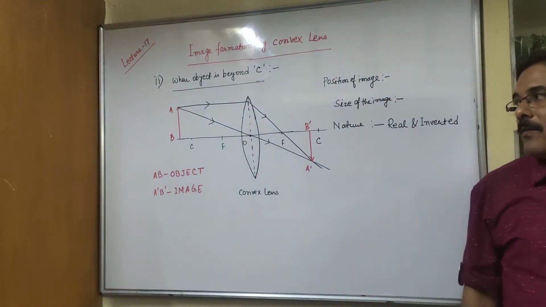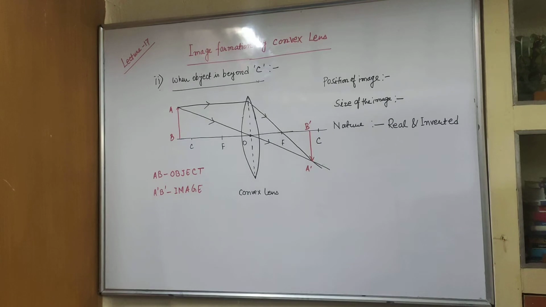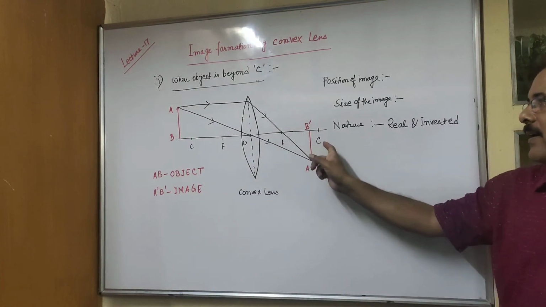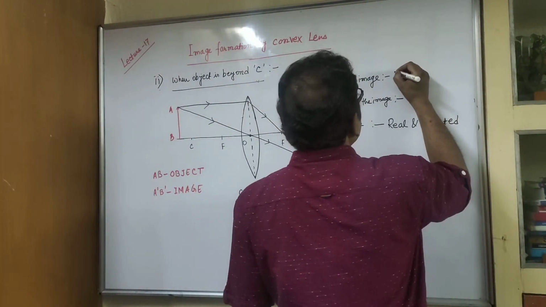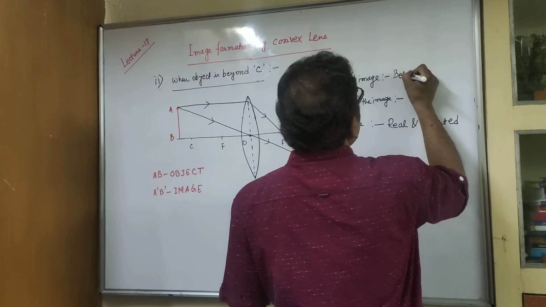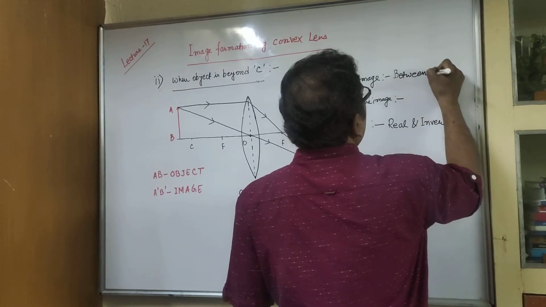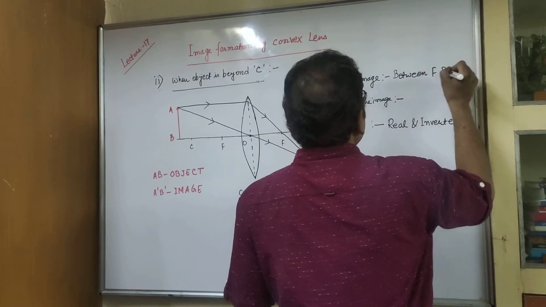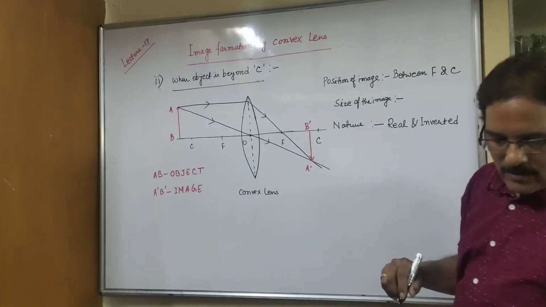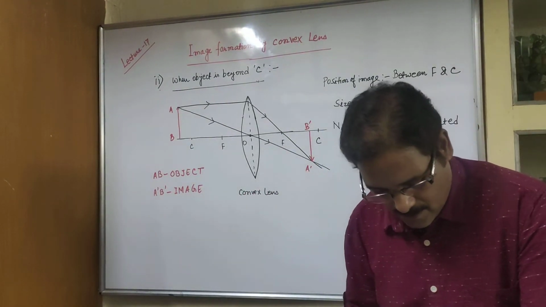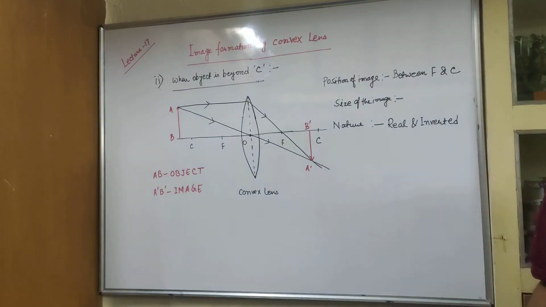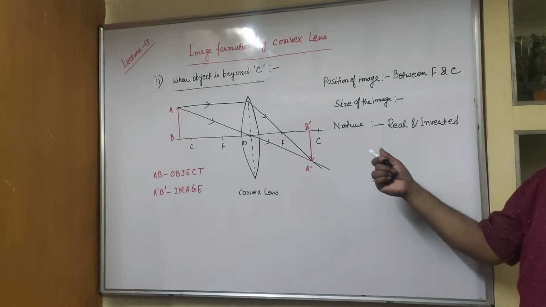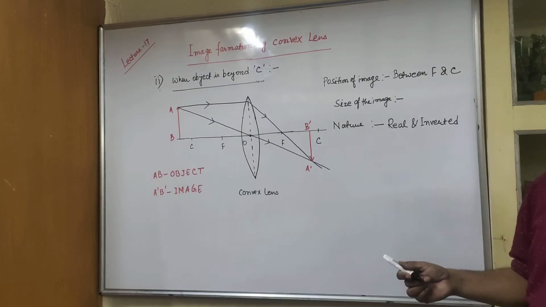So what do you think, where is the image forming now in this case? So position of image is between F and C. So position of image is between F and C. And what do you think about the size of the image? What do you think about the size? Size is a little bit smaller than the object.